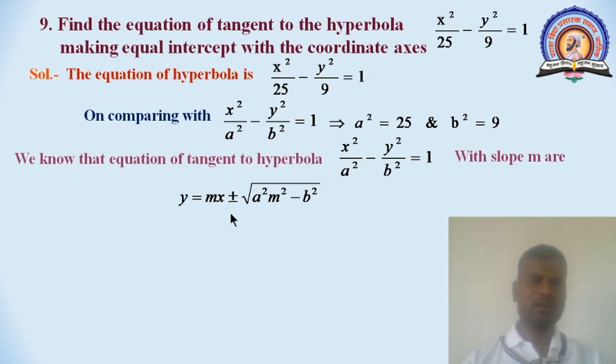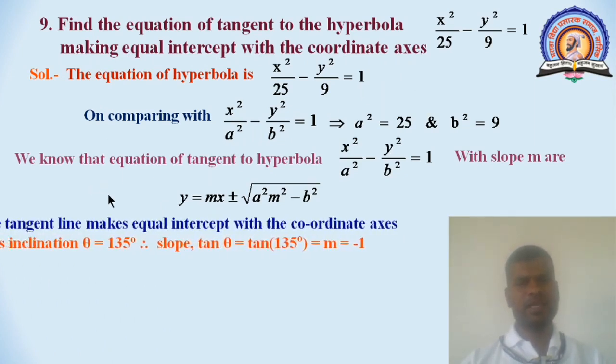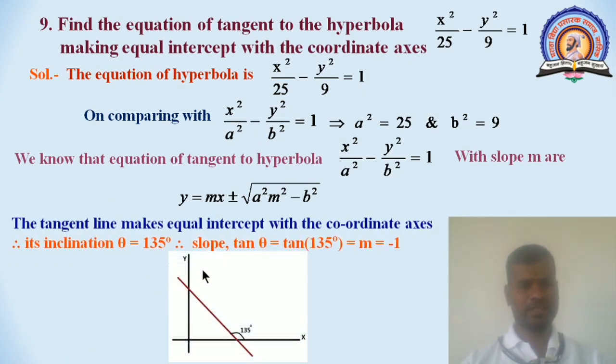To find the value of m, we are given that this tangent line makes an equal intercept with the coordinate axis. So if the line makes an equal intercept with the coordinate axis, it means the angle of inclination is 135 degree, and the slope of the line is m is equal to tan theta. So angle theta is equal to 135 degree. So m is equal to tan theta is equal to tan 135 degree.